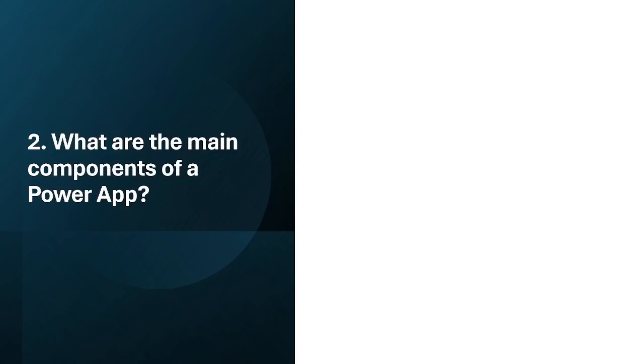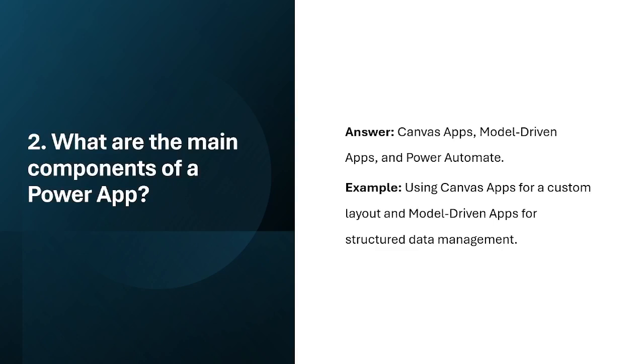Next question is, what are the main components of a Power App? Answer will be Canvas app, model driven apps, and Power Automate. For example, using Canvas app for a custom layout and model driven apps for structured data management.